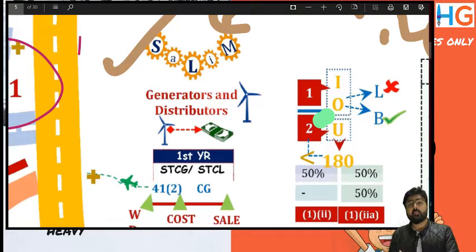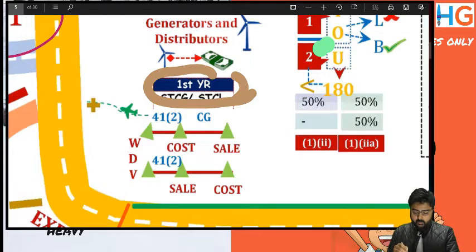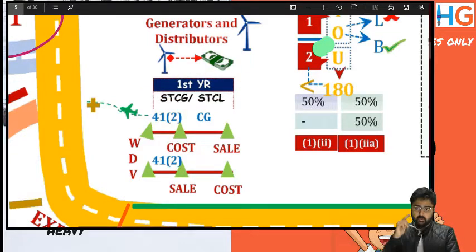WDV has a concept of block of asset. SLM does not have a concept of block of asset. So every time a sale is made, either a short term capital gain or loss or terminal depreciation is calculated. So in the case of the first year, if it is sold, short term capital gain or short term capital loss will be calculated straight away because no depreciation has been calculated.